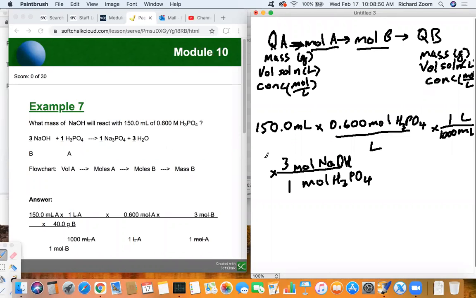So what am I looking for? I'm looking for mass. Well, how do I get there then? It'll be grams of NaOH, and then moles of NaOH will go on the bottom to cancel the moles we found. That'll be 40.08 grams divided by one mole. And that'll give us our mass, which in this case is 10.8 grams of sodium hydroxide.